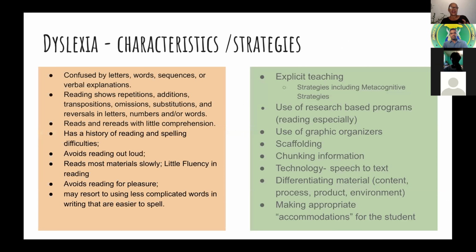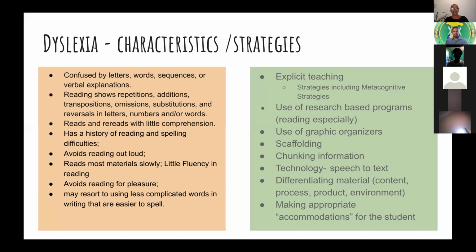So what's dyslexia? I kind of put a lot on this slide because I think many of us already know what dyslexia looks like. Again, I want to remind you that though they may have these concerns, these are students who can learn. It's the how that is most important. So dyslexia: confused by letters or words or sequences, and even verbal explanations. They're really not hearing you, or are they? And sometimes they're not even able to read an explanation and understand what it's saying. When they read, they skip over letters, or, you know, those are the ones that forget about the vowels sometimes, substitutions, reversals in letters.